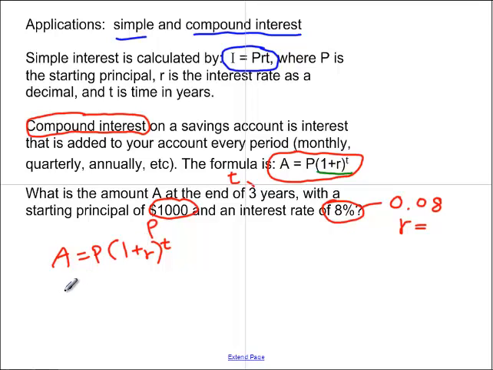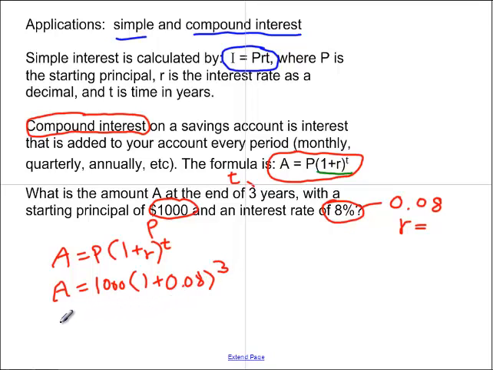So let's fill in some numbers. We still don't know what A is, so we'll have to say A equals P. We know P. P is the $1,000, so we just write down $1,000 times 1 plus R. There's 1 plus R. Our R is over here. R is 0.08, and that is to the tth power. The T is 3 years. T is time. So there's our third power.